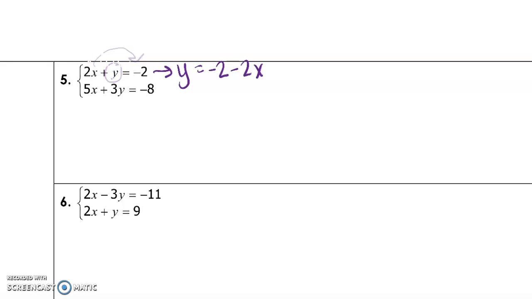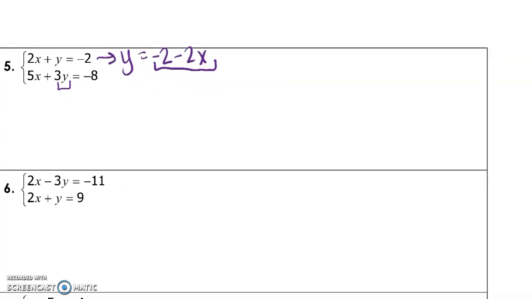Now that I have that, I'm going to erase that. Now we are going to plug this into the bottom y. We don't want to plug it back into the top one because that's what we solved. So I'm going to do that over here. 5x plus 3 parentheses, -2 minus 2x, equals -8. After you solve the top one for y, it's going to be exactly what we did on page 5-3. Plug a new expression in for one of the variables and then solve.